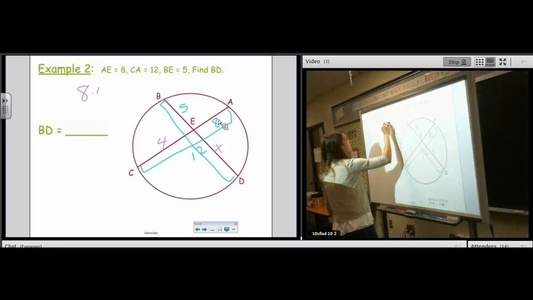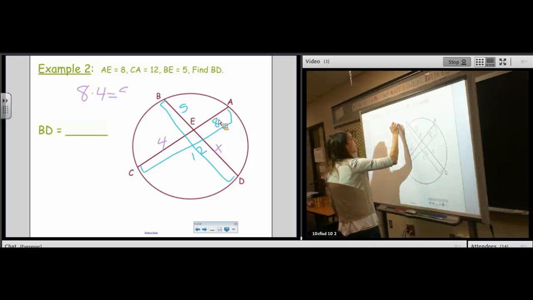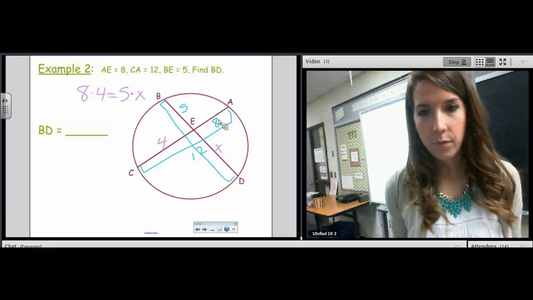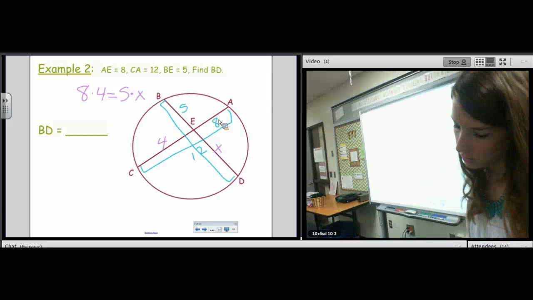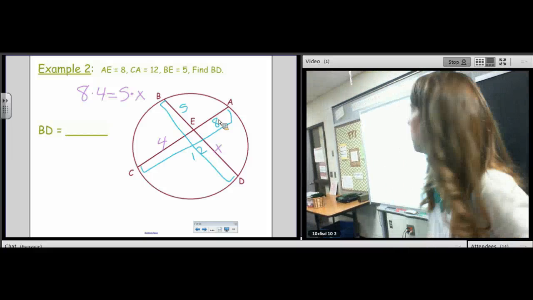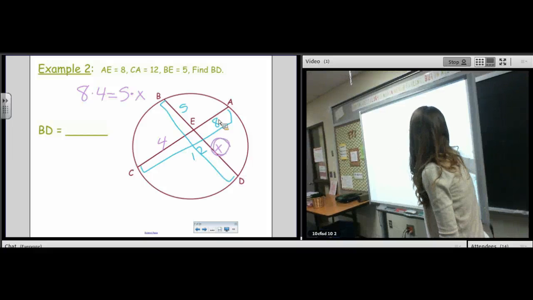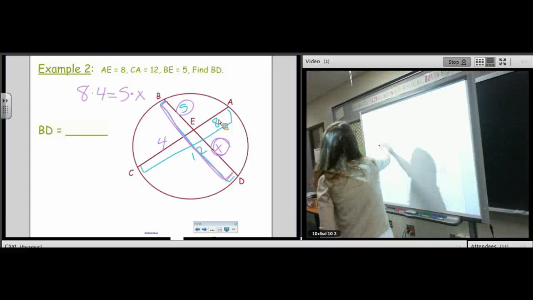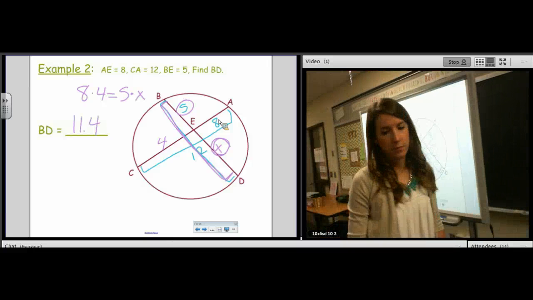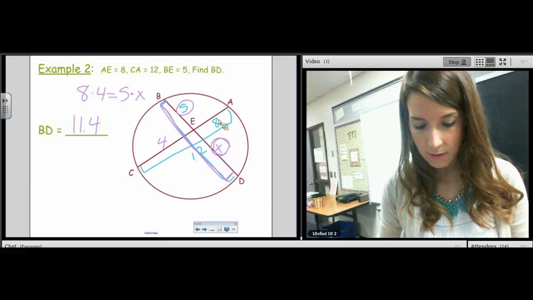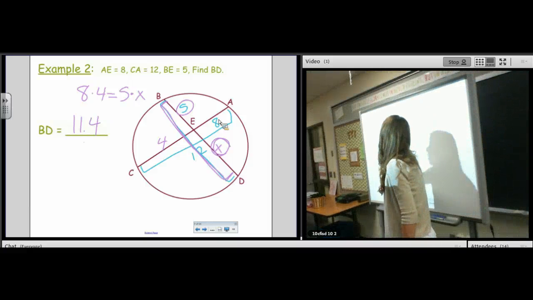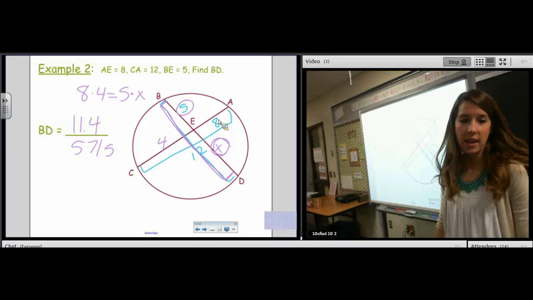So the part times the part equals the part times the part. So you do 8 times 4 divided by 5. And you get an answer, but be careful, that answer is X. And if we want BD, then we need to add 5 to it, segment addition. So when you take that answer and you add 5 to it, you get 11.4. Or if you would like fractions, 57 fifths. Yeah, a lot of you just put what you got for X and you didn't add it back together to get BD.